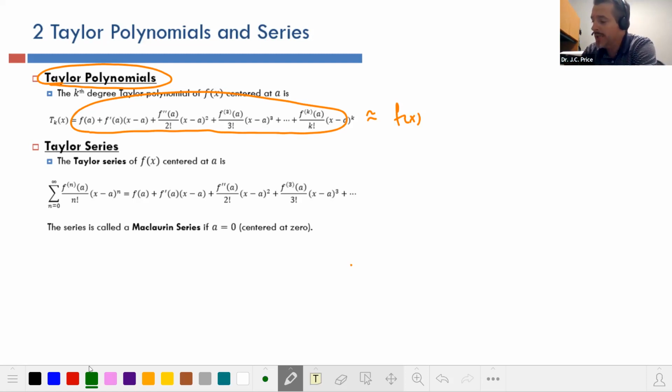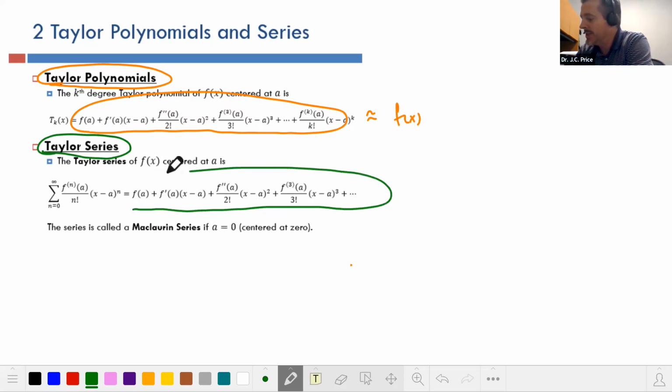So now we're going to turn our attention to what are called Taylor series. So what the heck is a Taylor series? A Taylor series now is an infinite sum. So it's going to be a power series. It looks a lot like a Taylor polynomial, but notice it just never ends. It goes plus dot, dot, dot. So it goes on forever and ever and ever. And just a little trivia, when a is equal to 0, so when you center your Taylor series at 0, we call it a Maclaurin series.